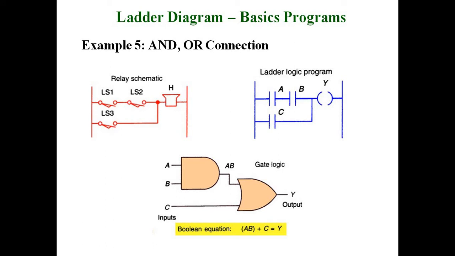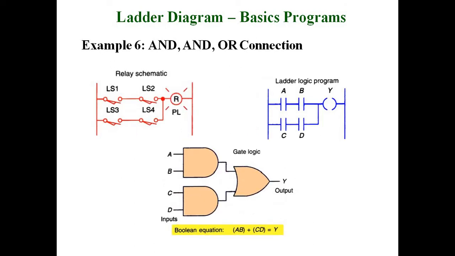And next one is the AND-OR connections. Here two limit switches, LS1, LS2 and LS3. Two limit switches LS1 and LS2 mean the AND gate function, and then LS3 is the OR gate function. The Boolean expression AB plus C is equal to the output equation. And then next, AND-OR connections. In this logic function, two AND gates are inputs and the output goes to the OR gate. Here AB plus CD is equal to the Y output.